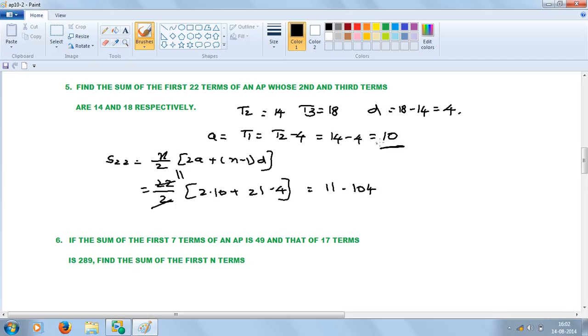So am I correct? Just check. n minus 1 is 21. 21 multiplied by 4. So the product, 4 11s are 44, 4 1s are 4, 1 11. So 1144 is the answer. S22 is equal to 1144.